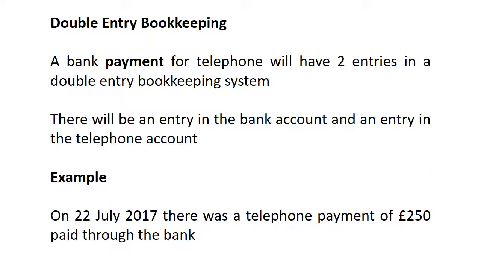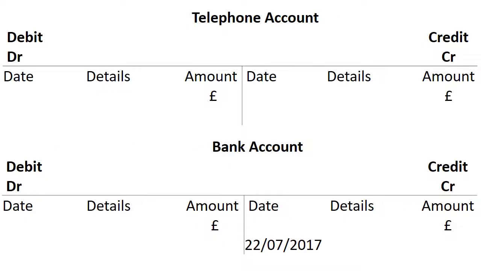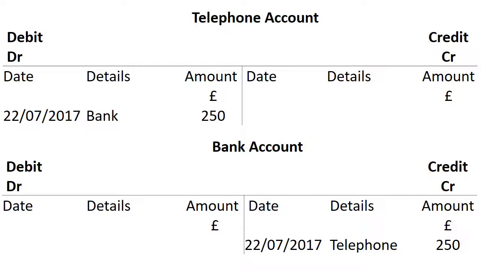The date of the payment was on the 22nd of July 2017 and the amount was £250. So in the bank account on the credit side we have the date, the 22nd of July 2017, the details are telephone, and the amount is £250. In the telephone account on the debit side we have the date, the 22nd of July 2017, details are bank, and the amount is £250.